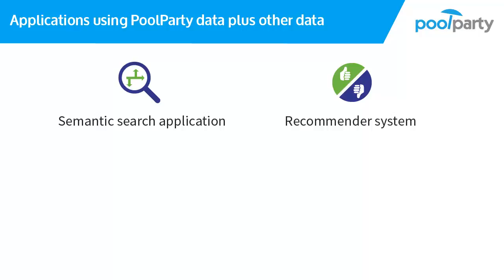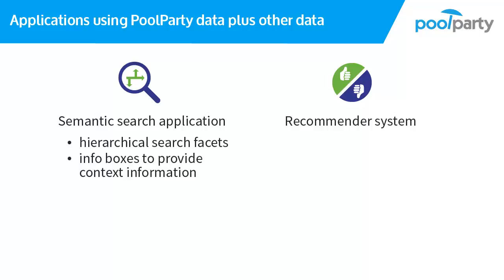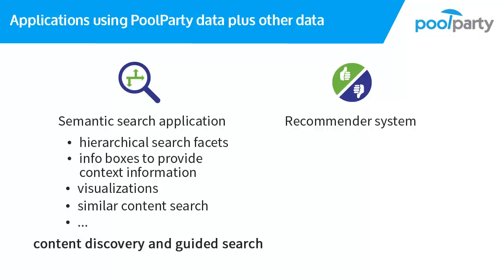To name a few possible features, we could think of hierarchical search facets, info boxes which provide context information based on your current search or result set, visualizations that are calculated on the fly to give an overview over the data you are exploring, similar content search options that use graph similarity, and other features that support content discovery and guided search.